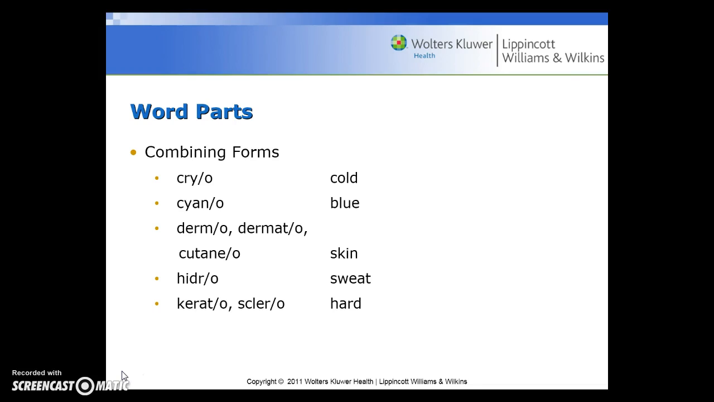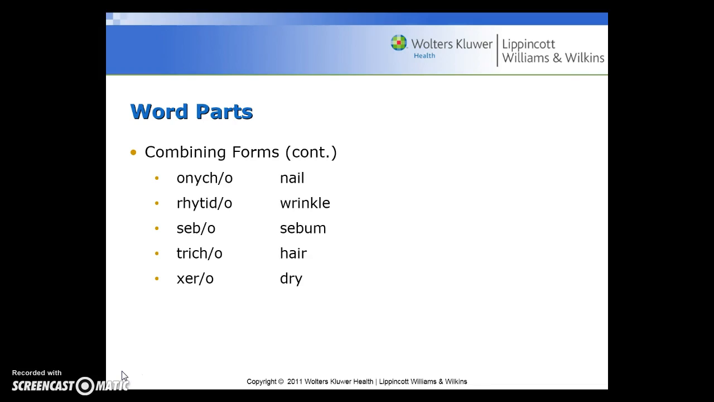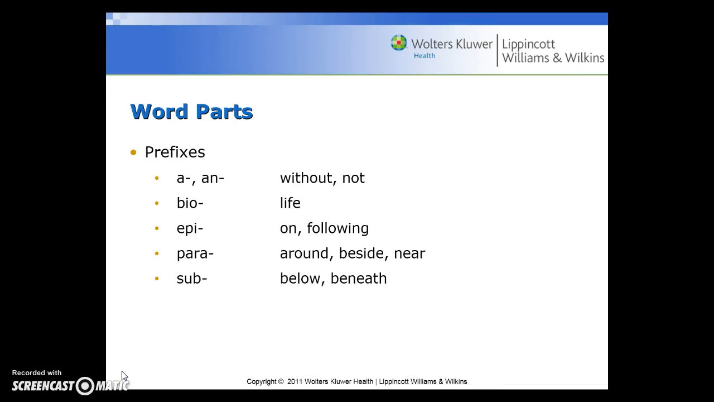So let's look at our word parts or our combining forms to help you through. Cryo means cold, cyano means blue, dermo, dermato, or cutaneo refer to the skin, hidro means sweat, kerato or sclero mean hard, onycho means nail, rhytid means wrinkled, sebo means sebum, tricho means hair, xero means dry, and an means without or not. You're going to see that throughout all the chapters, you're going to use some of these word parts in each chapter.